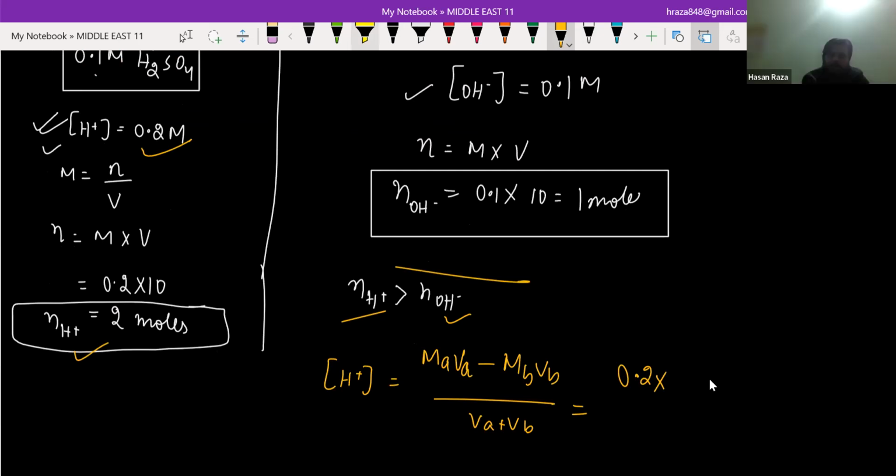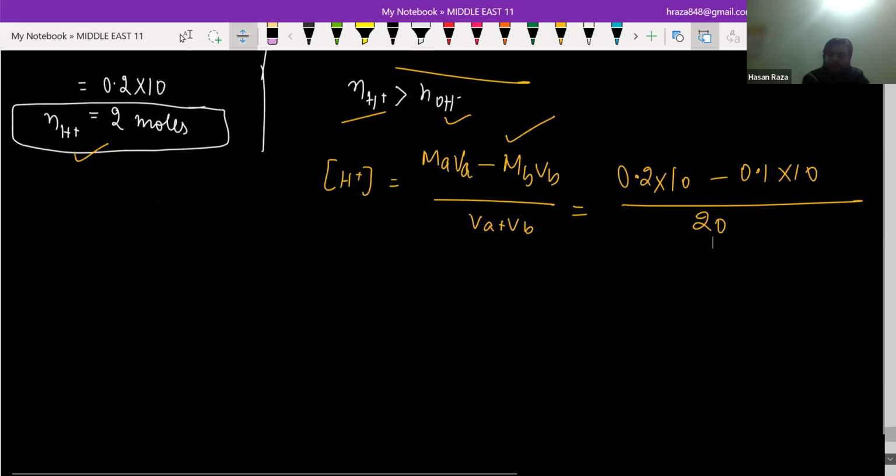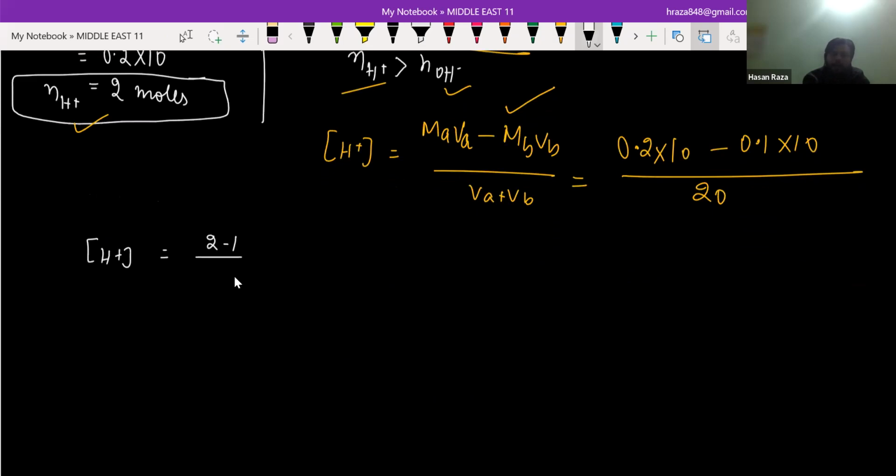10 minus, what is the molarity of OH minus? That is 0.1, and its volume is also 10, divided by total volume, which will be 20, right? Everyone? Yes, sir. Now, H plus is equal to 2 minus 1 divided by 20, right? So it will be 1 by 20. If you divide it, it will be 0.005, right? Krishna? Yes, sir.